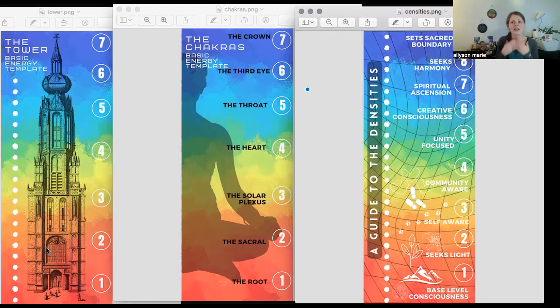The fifth center is the throat center. It is categorically the color light blue, like a blue sky, a baby blue kind of coloration. And when we get into the fifth density, it is unity focused. It's that higher choice.